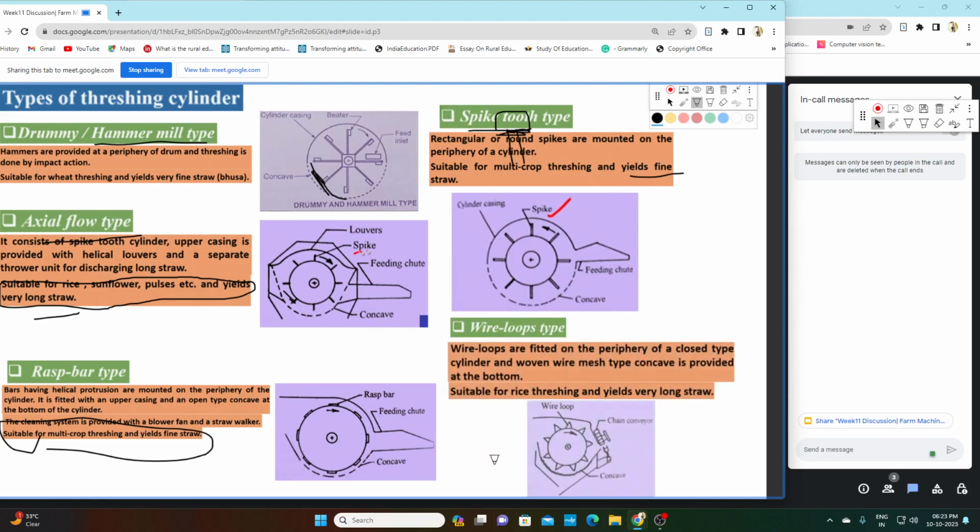Then the wire loop type of thresher. Wire loops are fitted on the periphery of the closed type cylinder, and a woven wire mesh type concave is provided at the bottom, suitable for rice threshing. One of the most important features of the wire loop type of thresher is that it is suitable only for rice threshing, no other crop, and it yields very long straw. The straw it yields is very long, but it is suitable only for rice, not multi-crop or pulses. So this is the feature of the wire loop type of thresher.